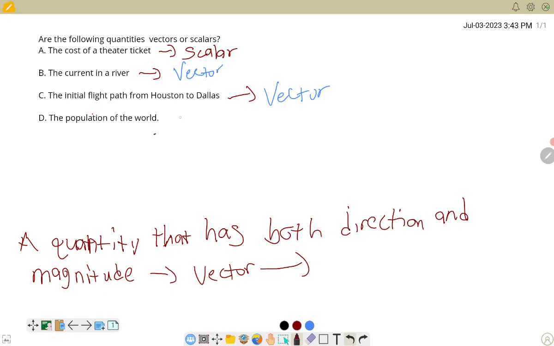And then the final one is the population of the world. And again, this is just a scalar quantity. It has a value, but it doesn't have a particular direction to it. The population of the world, by the way, could decline or it could increase, but that's not what we're asking for in terms of direction. So that's not a directionality. So population is just a scalar quantity.